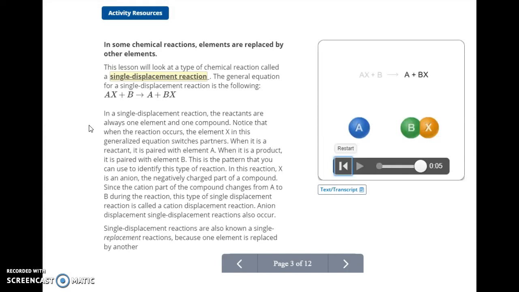In this reaction, X is an anion, the negatively charged part of a compound. Since the cation part of the compound changes from A to B during the reaction, this type of single displacement reaction is called a cation displacement reaction. Anion displacement single displacement reactions also occur. In other words, had B been an anion, then which one would have had to have partnered with it? If B was an anion, then the A would have had to go with it. So it would be AX plus AB in that case. Single displacement reactions are also known as single replacement reactions because one element is replaced by another.